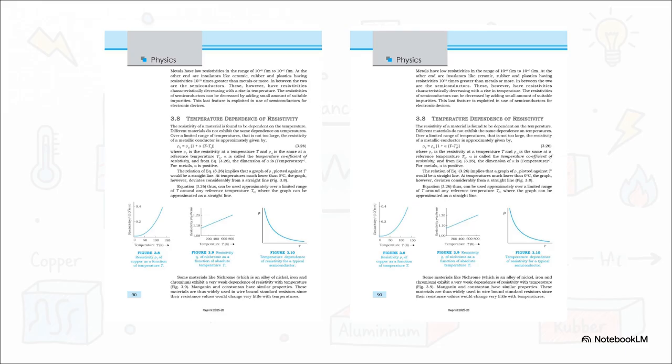But now look at the semiconductors on the right. As it gets hotter, something else happens. More and more electrons break free from their atoms, dramatically increasing n, the number of charge carriers. This effect is so powerful that it completely overwhelms the increase in collisions. So for a semiconductor, as it gets hotter, its resistivity actually goes down. They have completely opposite behaviors.